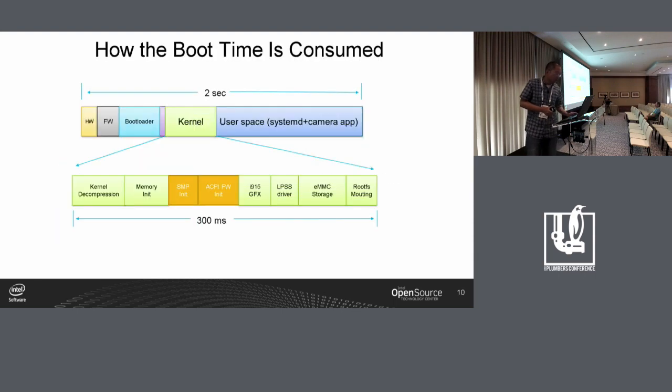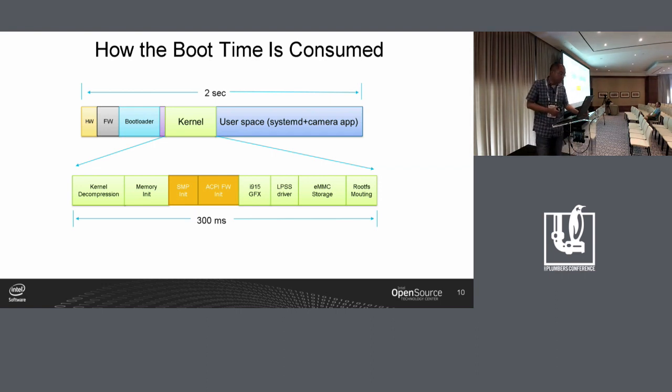Next shows the profile result. The upper one is the whole system, from when you press the power button, to the hardware, some power management IC, then the firmware initialization, then the bootloader. The purple one is a small one, the hypervisor initialization time, and then comes the kernel part, and next is the user space.